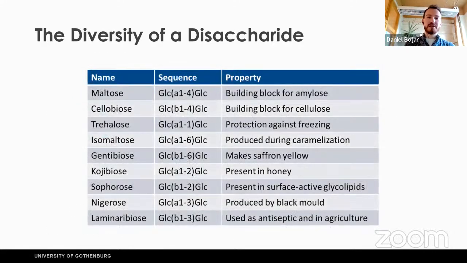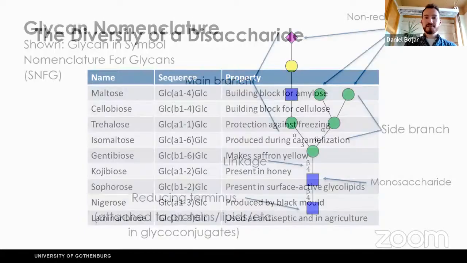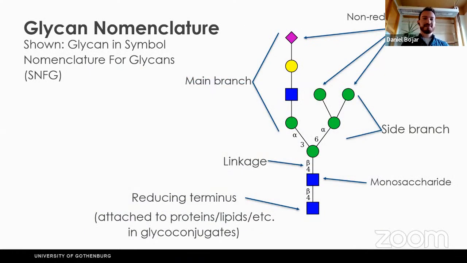And you can play that game almost ad infinitum. So here are some of the glucose disaccharides, which all have different linkage patterns, and they all occur in different circumstances, have different properties, etc. You may have, for instance, encountered trehalose before, which is used as an anti-freezing agent, and so on. And that's only a disaccharide, just as a reminder. So I need to show you some nomenclature so that you don't get lost in later slides. So you will see a lot of these pictorial representations.